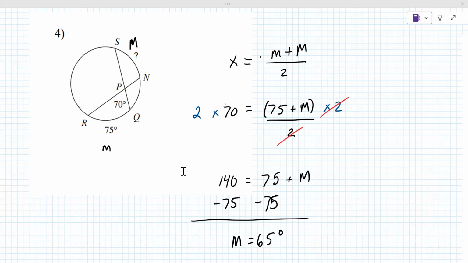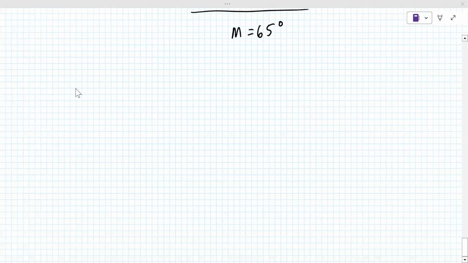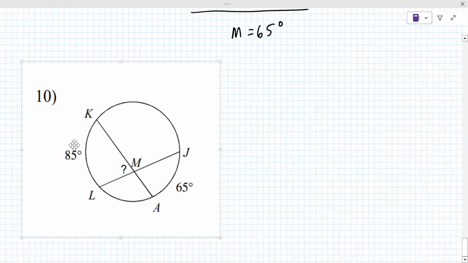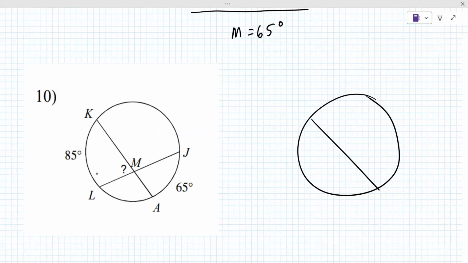All right, so here is another problem for you to look at, kind of the same type. If you're going to sketch this, don't get too caught up in the letters. If I were writing this down on your side, I would write down chord, 65, 85, little m, big M, and X. Then you're going to use the same equation that you used in the last problem.